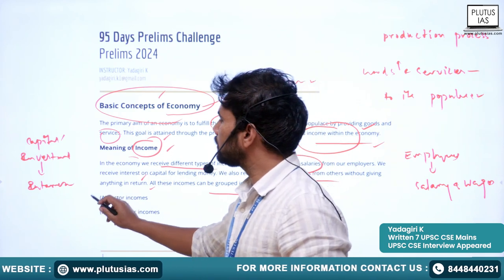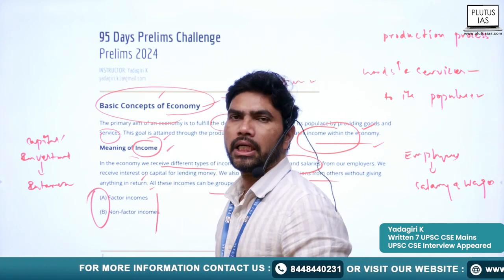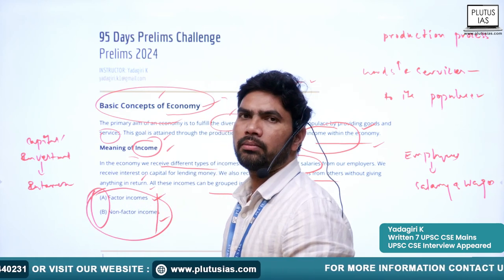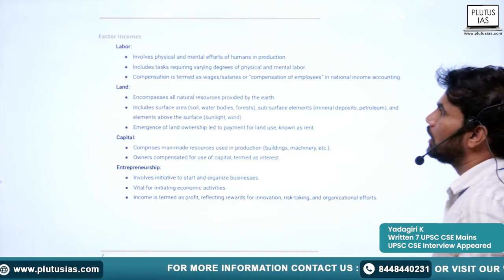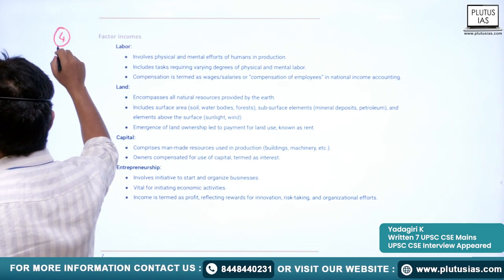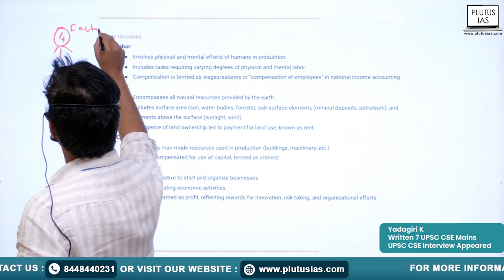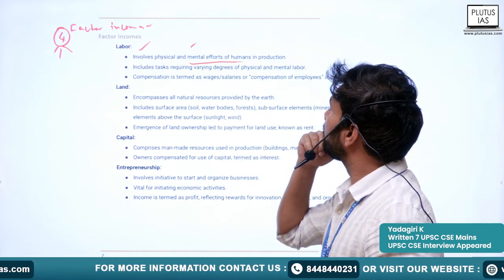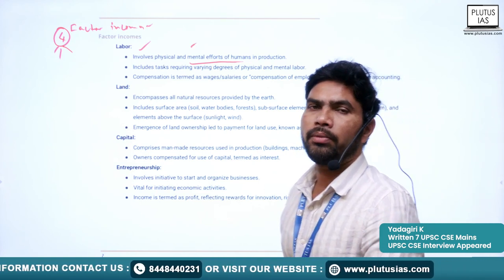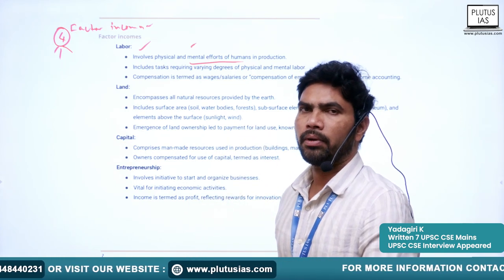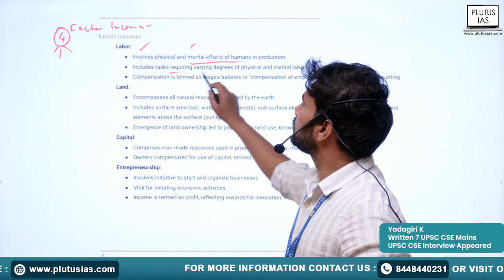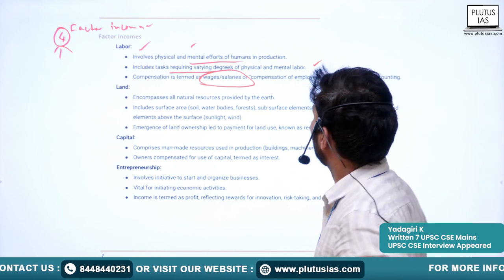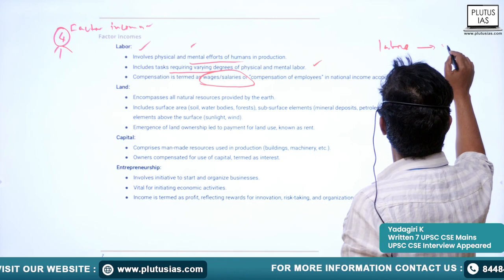Broadly, we can categorize these incomes into two major categories. The first one is factor incomes. The next one is non-factor incomes. Try to remember this terminology, factor incomes and non-factor incomes. There will be four factor incomes. The first one is labor. It involves the physical and mental efforts of humans in production. Human beings use their mental ability and physical power in the production process. It includes tasks requiring varying degrees of physical and mental labor. Compensation is termed as wage or salary. So for labor, we will get wages.